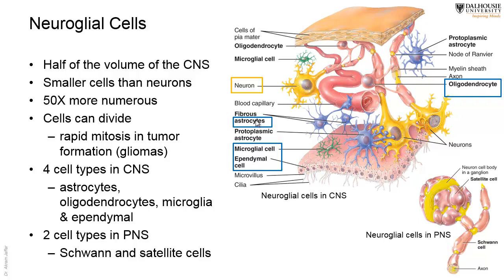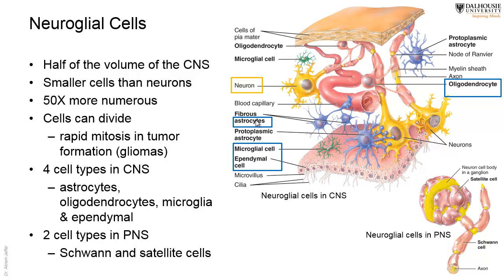They differ from neurons in that they can multiply. Neurons cannot multiply, but these cells, they can divide, multiply. That's why tumors arising from these cells are very dangerous, because these cells can multiply. The tumor, which is called glioma, can increase in size rapidly.